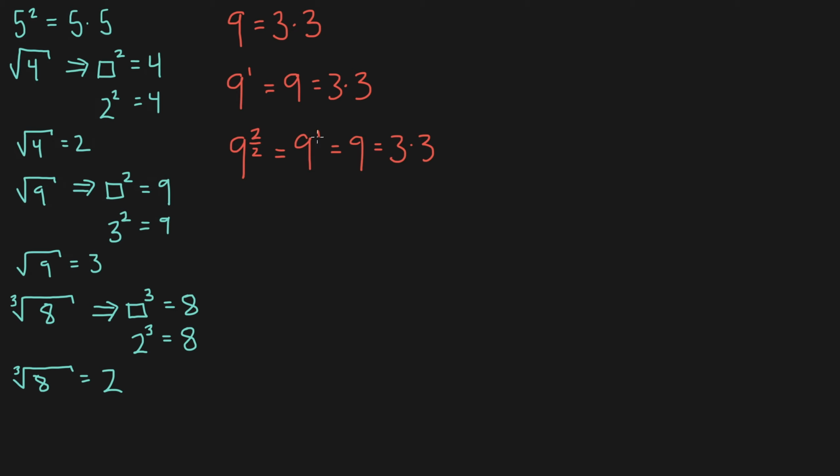Okay, now I'm going to cut out some of these numbers in the middle here and just say that 9 to the power of 2 over 2 is equal to 3 times 3. We've just proven that. We've shown that these are all the same expressions, the same numbers on either side of the equal sign. We just cut out the middle part here. So 9 to the 2 over 2 power is equal to 3 times 3.